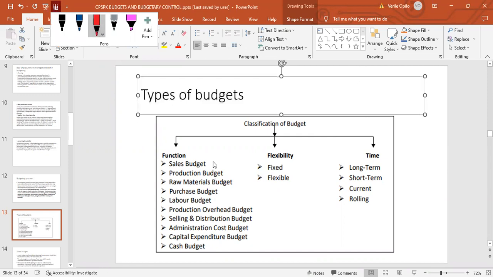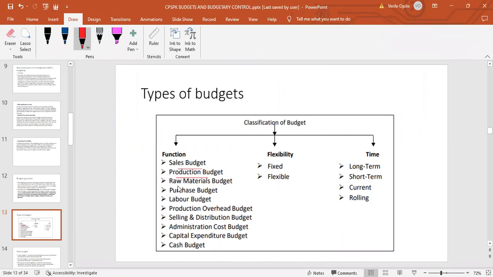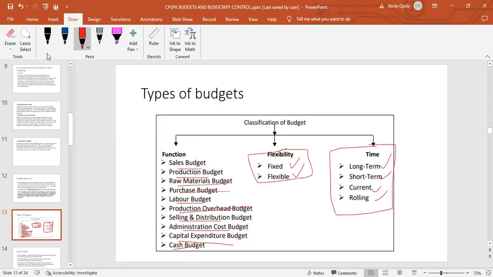Based on the functions, we have several types of budgets. We have the sales budget, the production budget, the raw materials budget, the purchase budget, the labor budget. We have the production overhead budget, selling and distribution budget, administration cost budget, capital expenditure budget, and then the last one is the cash budget. When it comes to flexibility, there are 2 types of budget, fixed budgets and flexible budgets. And with regard to time, we have long-term budgets, short-term budgets, current and rolling budgets.